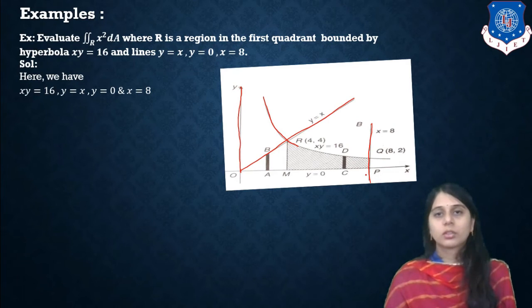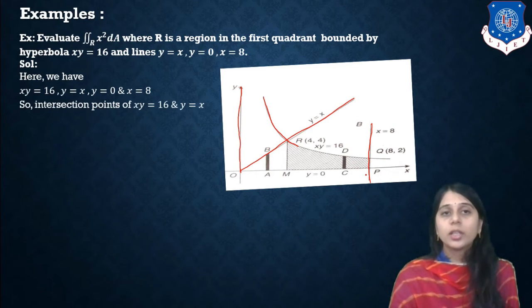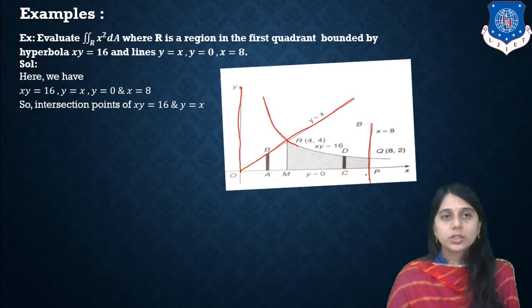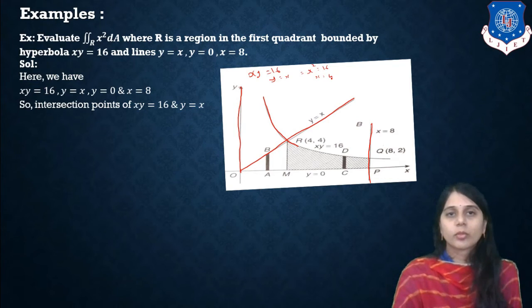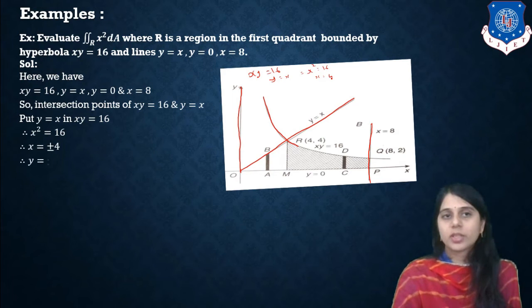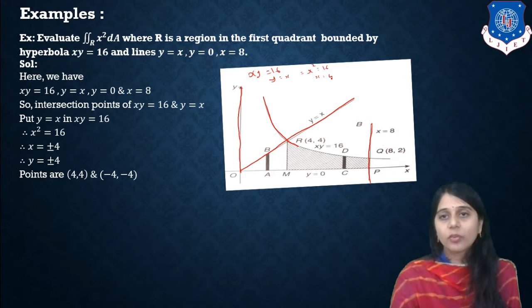Okay. Now for the intersection point, we first take xy equal to 16 and y equal to x. So we get x square equal to 16, so x equal to plus or minus 4. So we say that y equals plus or minus 4. So the point is 4, 4 for the intersection.